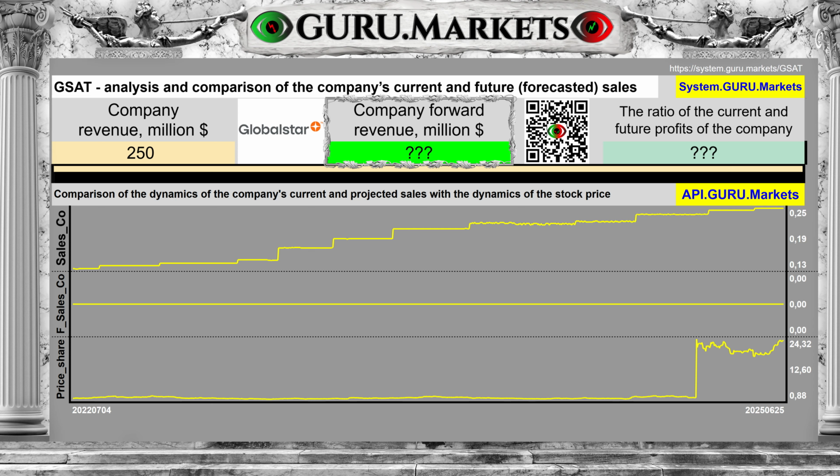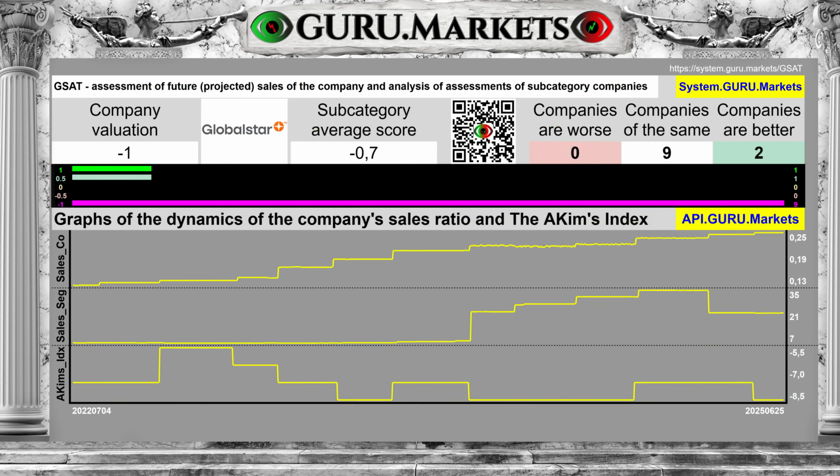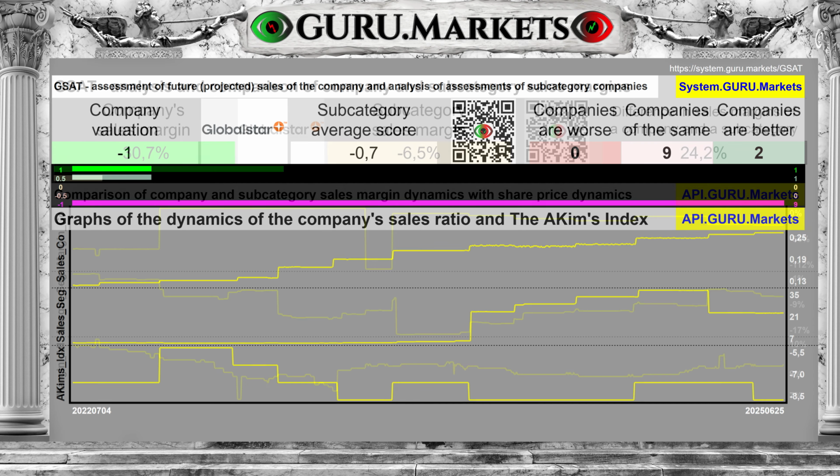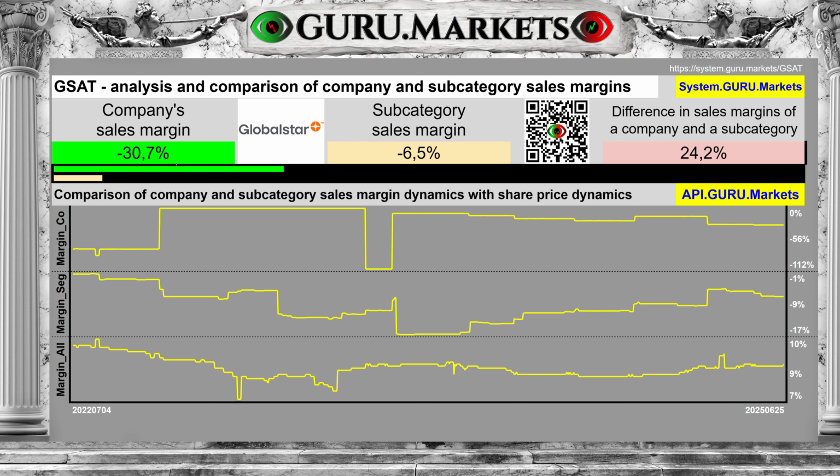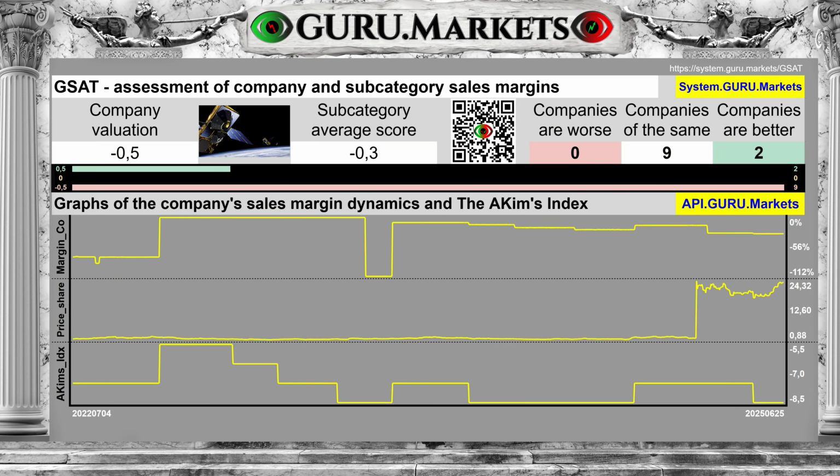Future revenue for the next 12 months is unknown. Evaluation of the indicators of projected future revenue in comparison with the indicators in the subcategory: bad, minus 1 point. The margin is minus 30.7%, with an average for the subcategory of minus 6.5%. Sales profitability assessment in comparison with the indicators in the subcategory: passable, minus 0.5 points.